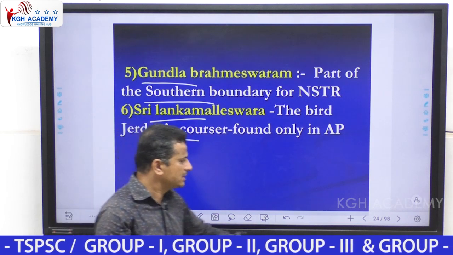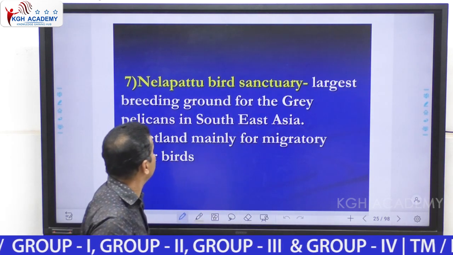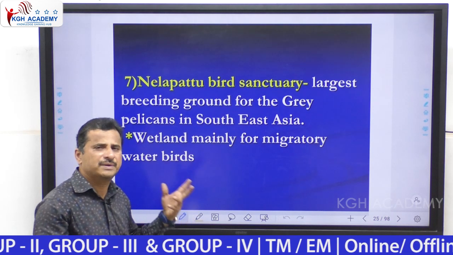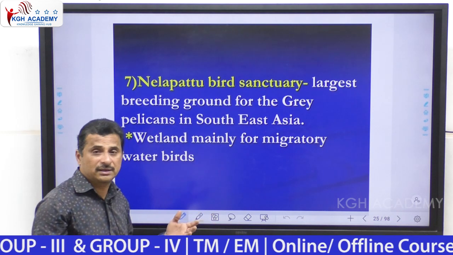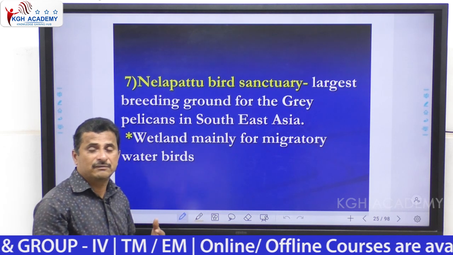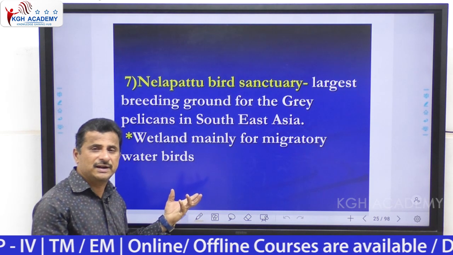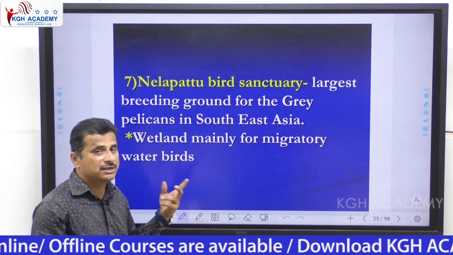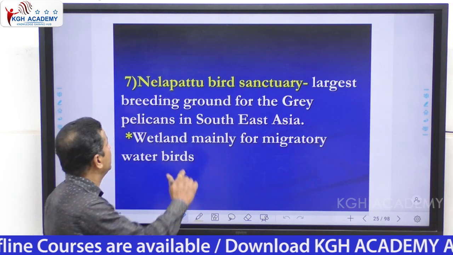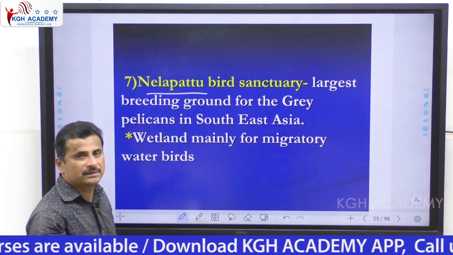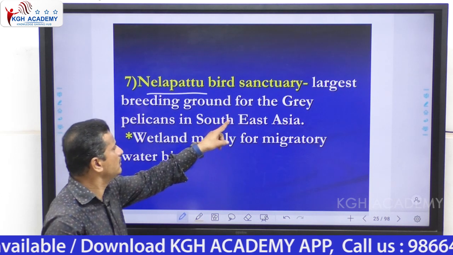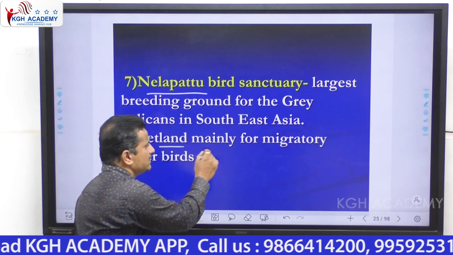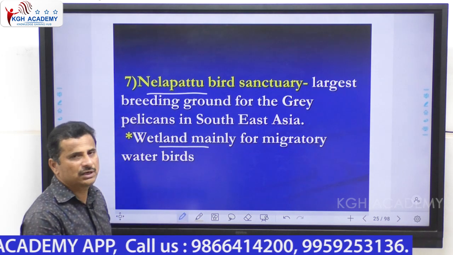Like this, dear students, the wildlife sanctuaries present in AP are very important because they contain more specialties. In India, compared to other wildlife sanctuaries, Andhra Pradesh wildlife sanctuaries are very famous for particular animals, so that's why they are very important. And next, Nelapattu Bird Sanctuary. The specialty is the largest breeding ground of grey pelicans in Southeast Asia, and this is a wetland mainly for migratory water birds.